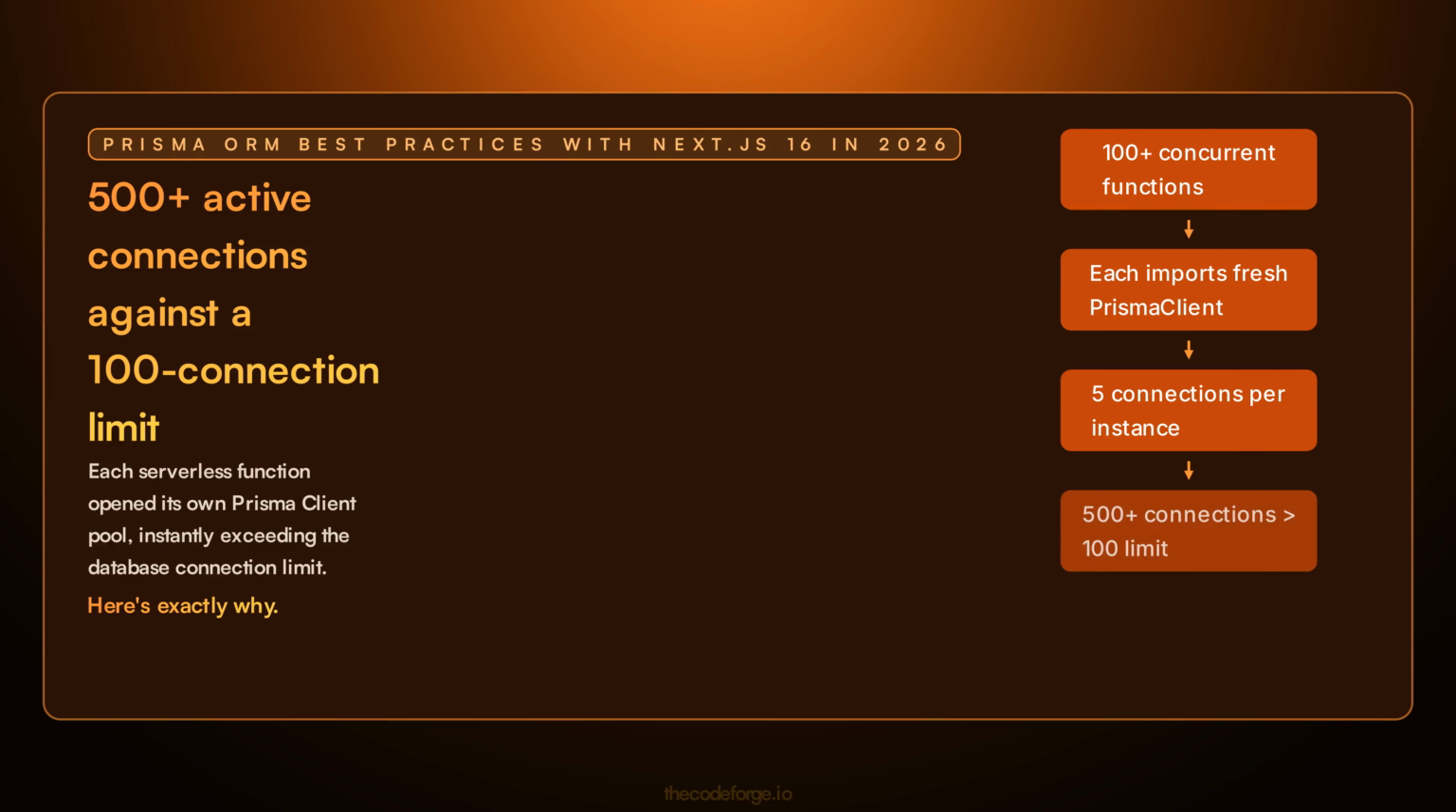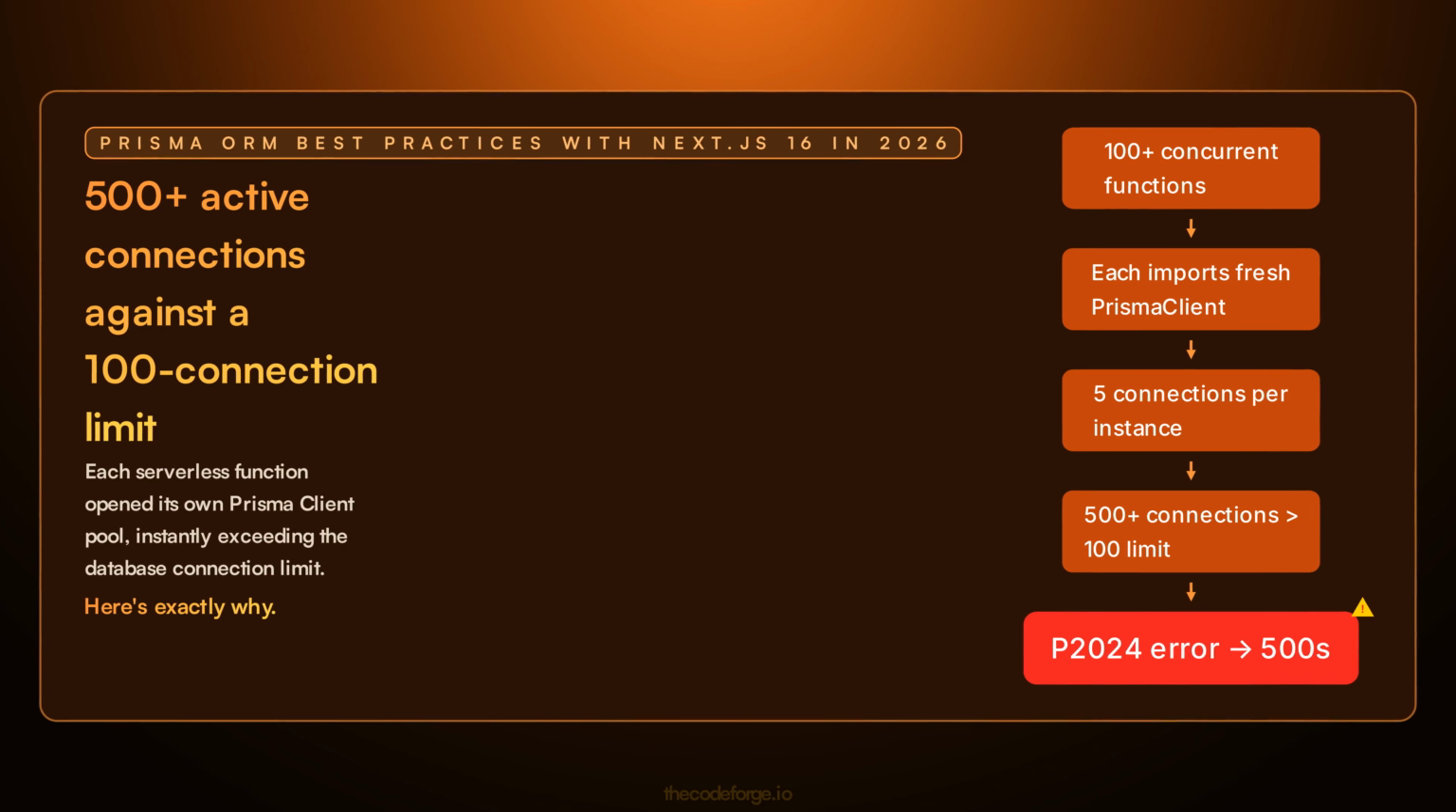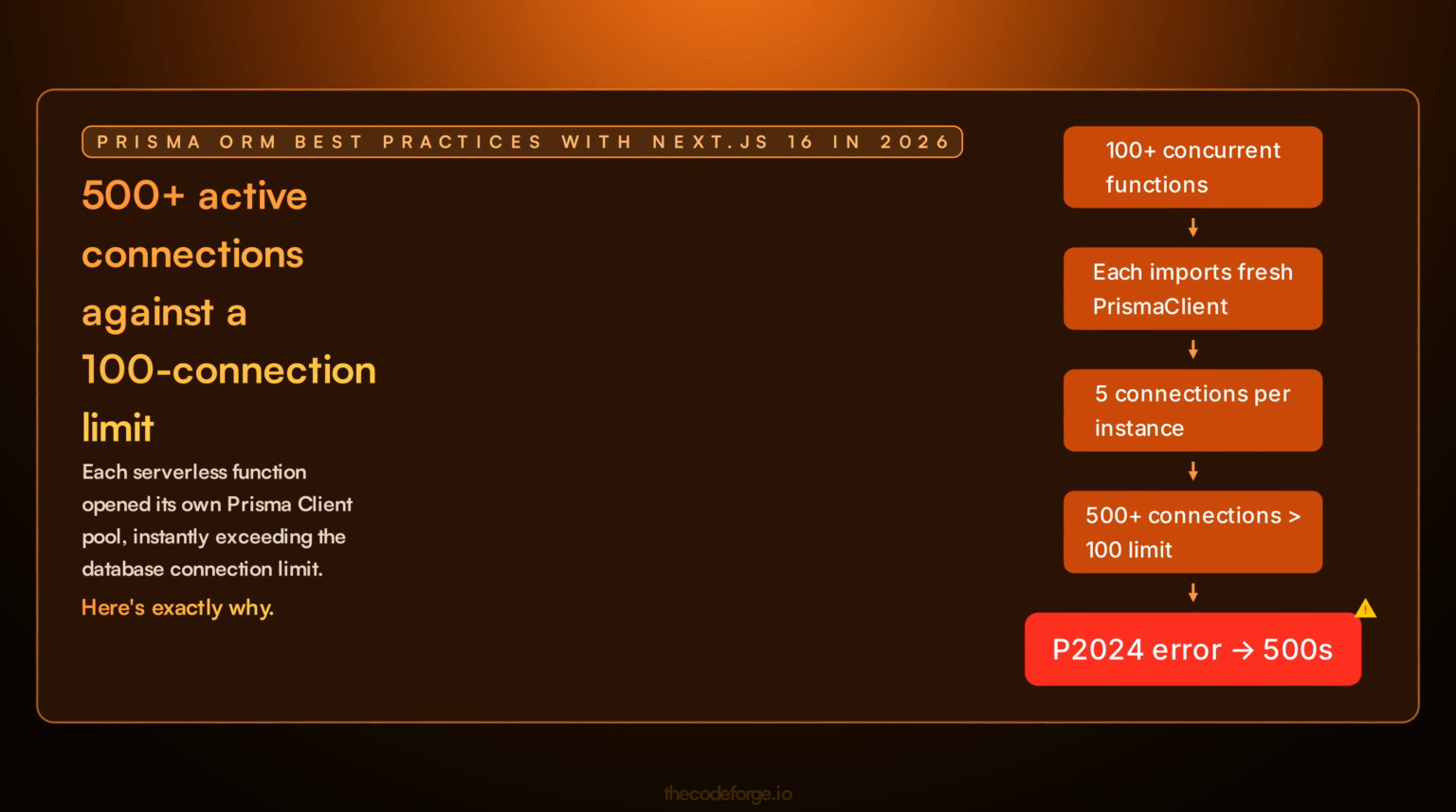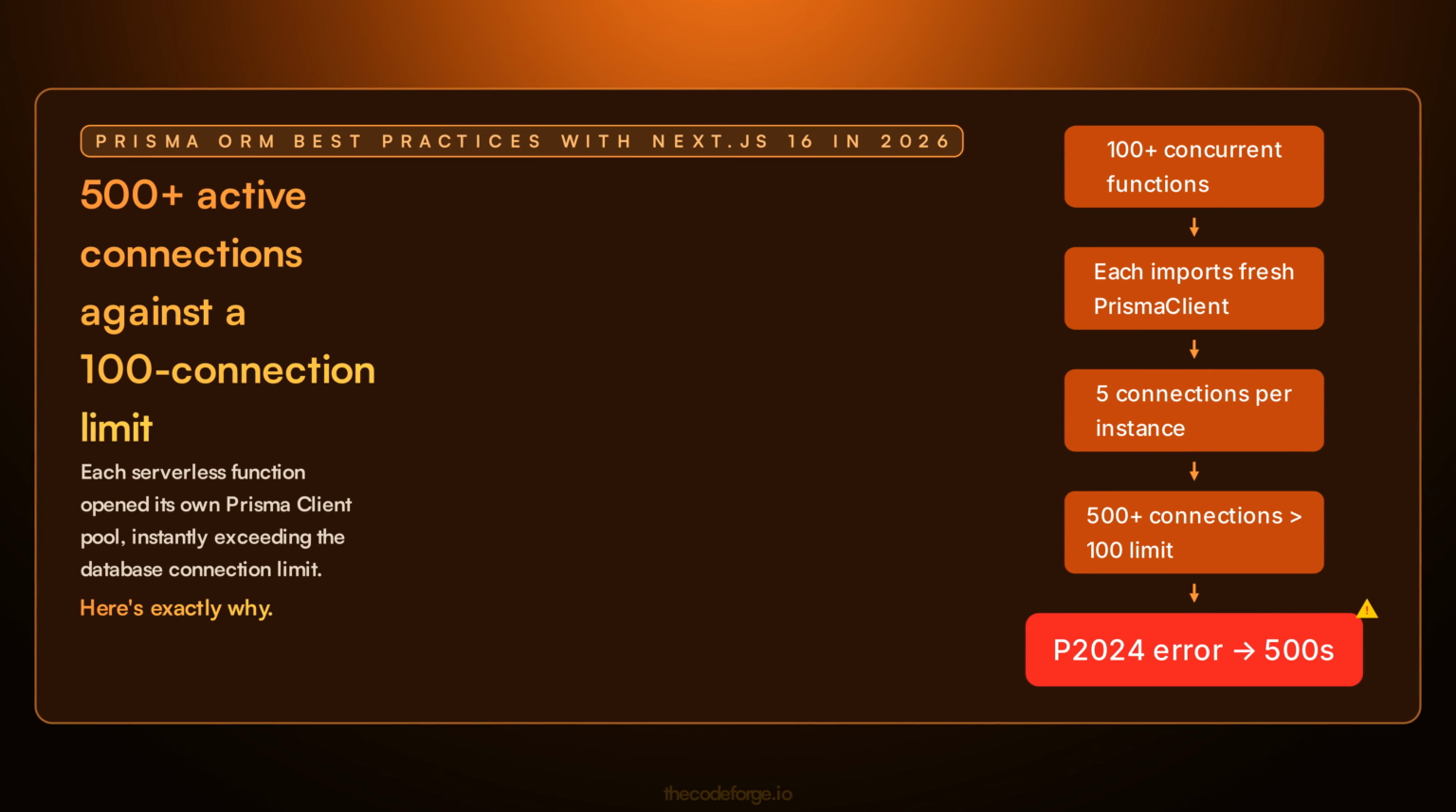500 active connections slammed a 100 connection database limit, and every endpoint returned a 500 error. The root cause? Each serverless function imported a fresh Prisma client with its own connection pool.